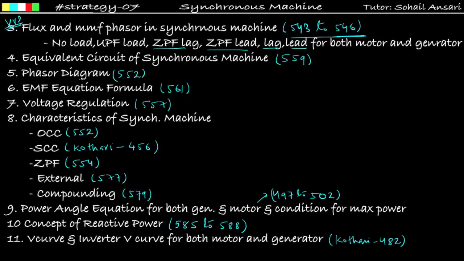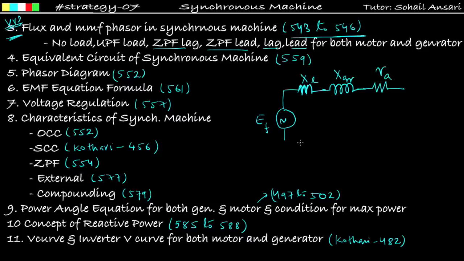Moving on, the point number 4 is equivalent circuit of synchronous machine. So if the EMF induced across the armature, let us say EF, then what will be the drop? First one is the drop due to leakage reactance, that is XL. Second drop is due to armature reaction, that you will study in the point number 3, XAR. And third drop is due to winding resistance RA, and this will be my terminal voltage VT.